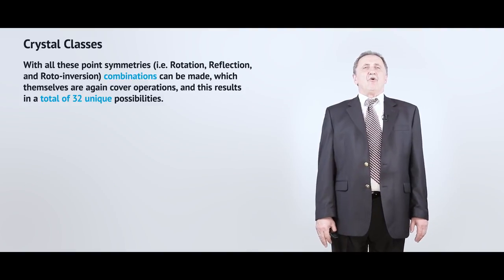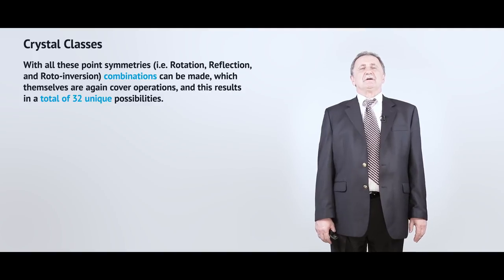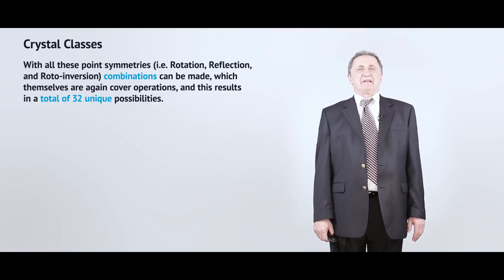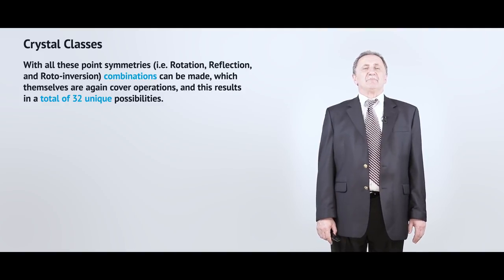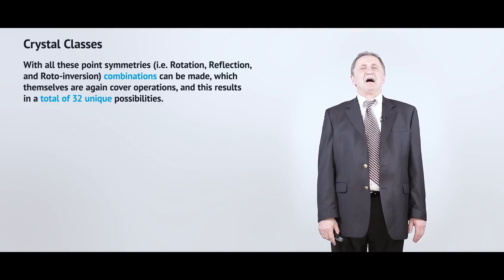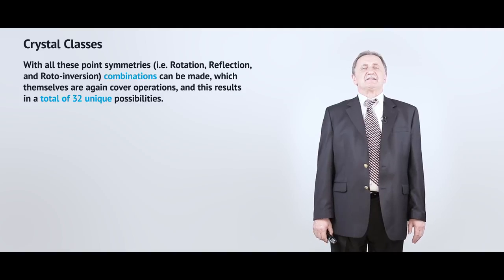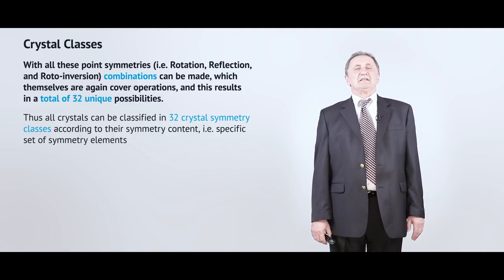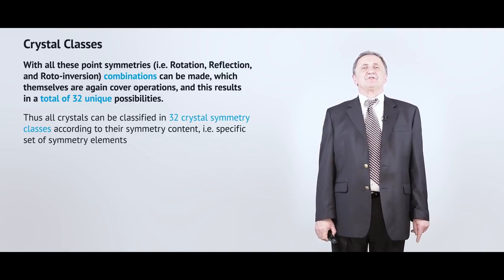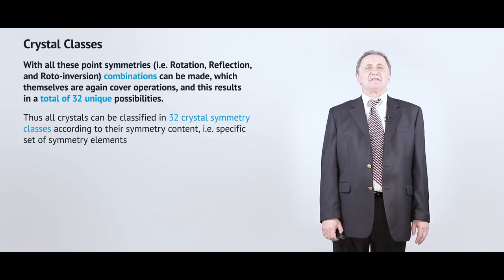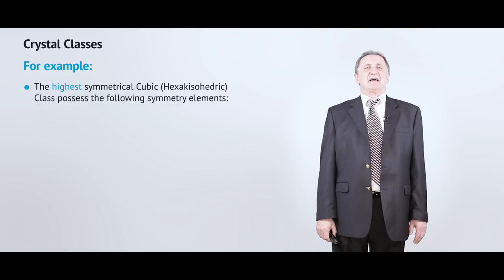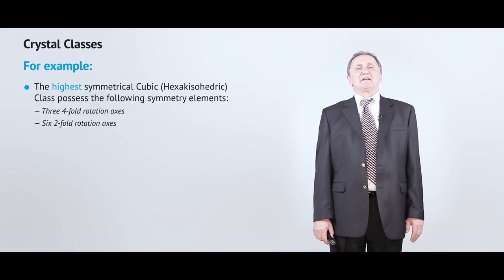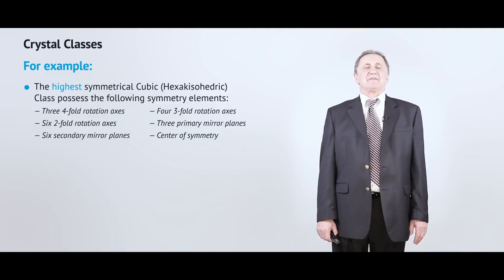Analysis of all these symmetrical operations, specifically rotation, reflection, and rotoinversion, and all their combinations showed that we can subdivide all these objects into a total of 32 unique possibilities. So based on that, it was decided that all crystals can be classified into 32 crystal symmetry classes.